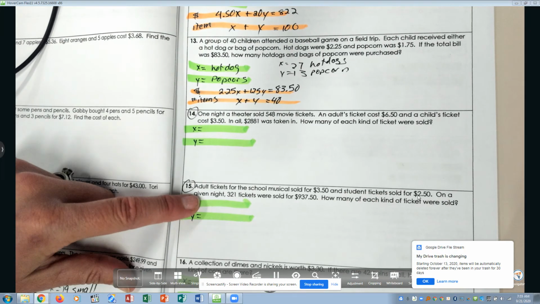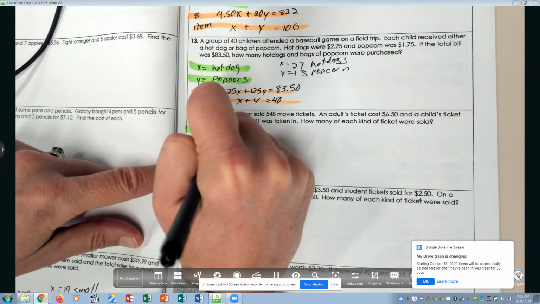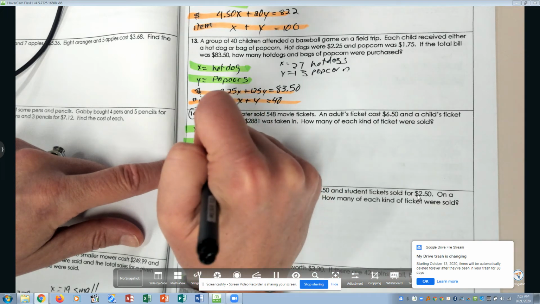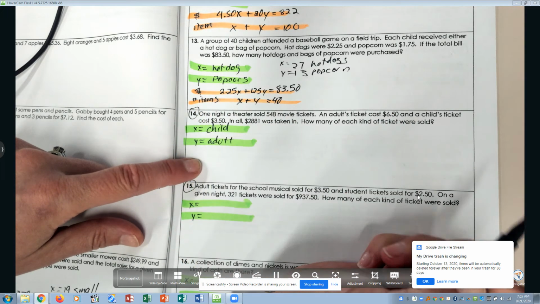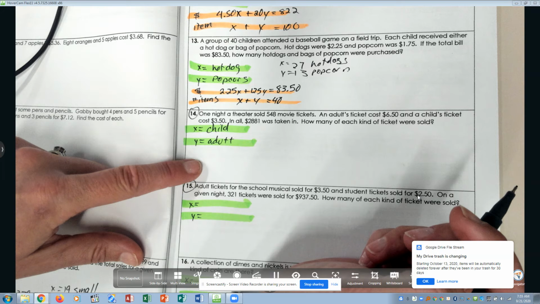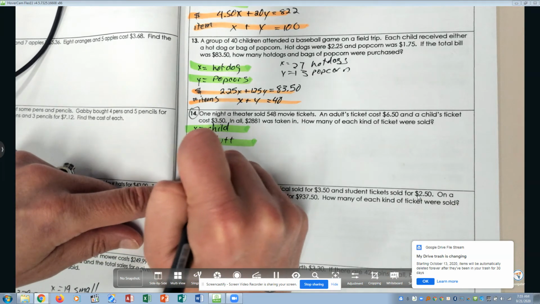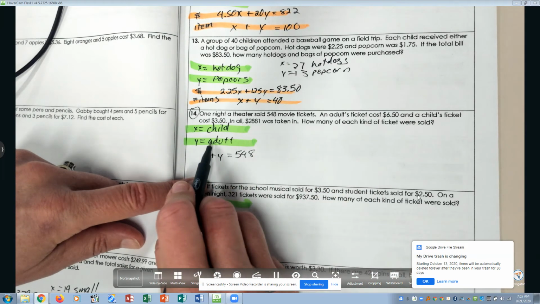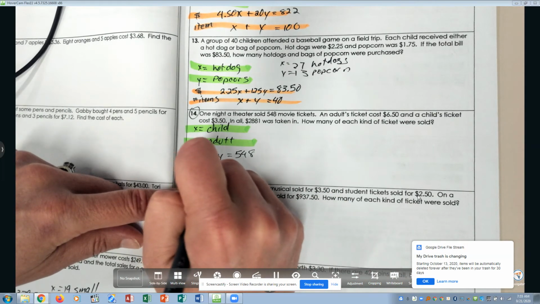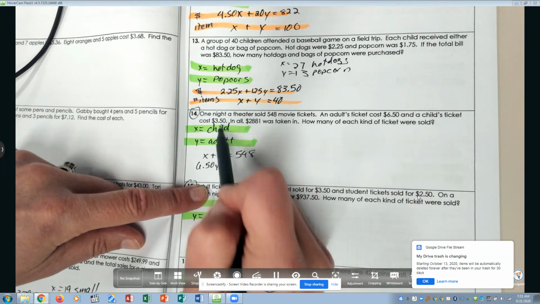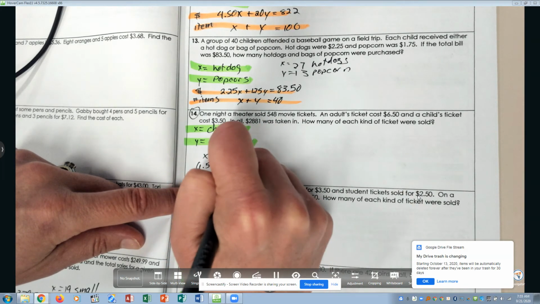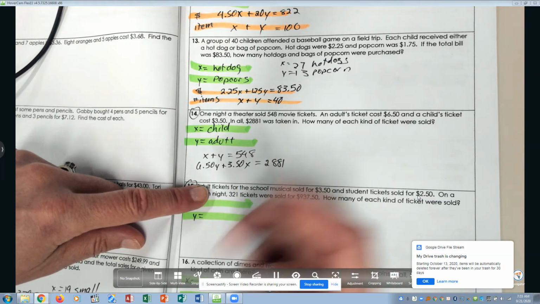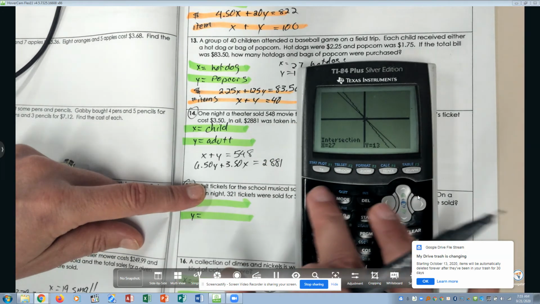All right, 14, we have child, and we have adult. You might have switched around these two variables. It's fine. You're still going to get the same answer. I know together they sold 458 tickets. An adult ticket, which I said was Y, is $6.50. And then a child ticket, which I said was X, is $3.50. And together that's what they got. So I have my money equation and my number of items equation.